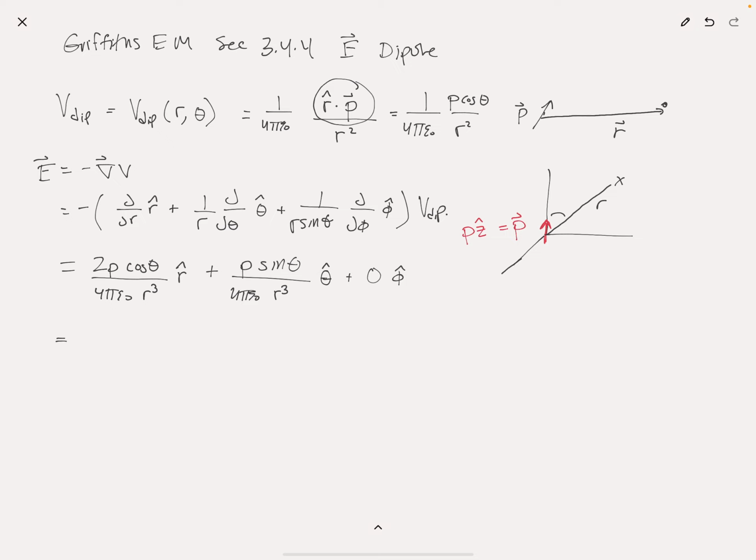I can pull out some things that are constant and say that the electric field of my dipole is something that depends on the distance that I am away and the orientation between my observation vector and my dipole moment. That is equal to the magnitude of that dipole moment over 4 pi epsilon naught r cubed, times 2 cosine theta in the r hat direction plus sine theta in the theta hat direction.